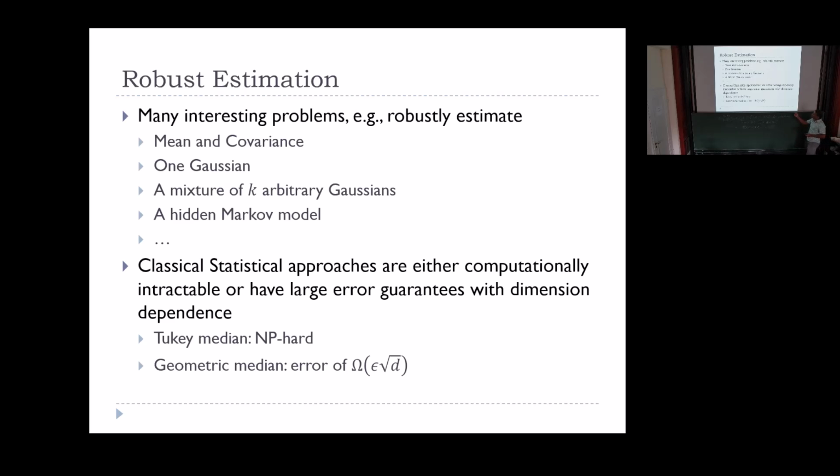Okay, how about the median? You could do the median in each coordinate, or something called the geometric median. The trouble with these is that the error of the estimate grows with the dimension. Whereas in principle, there should be no dependence on the dimension, because that's the information theory.